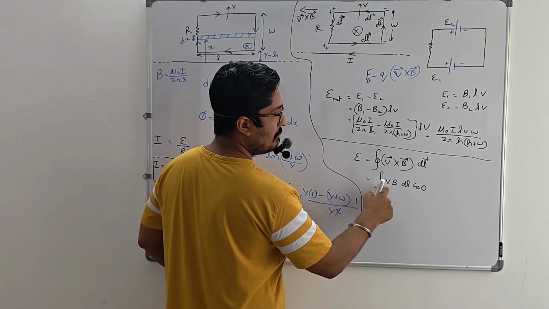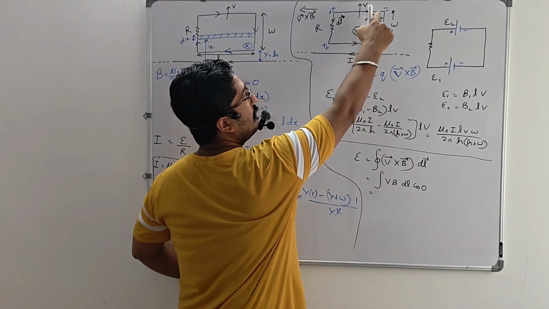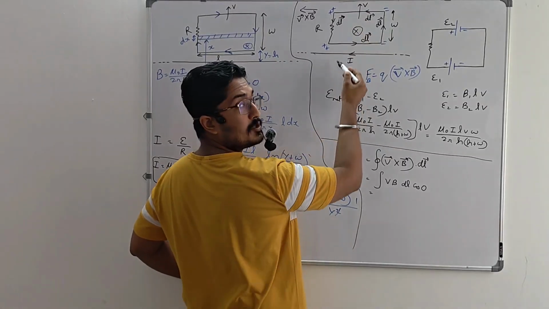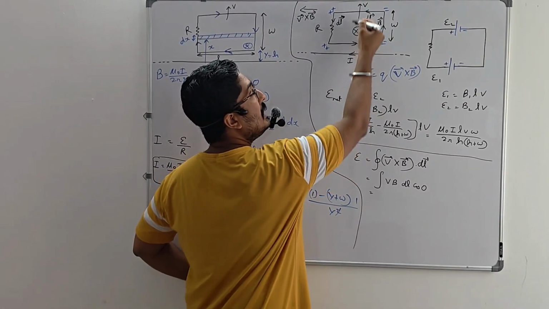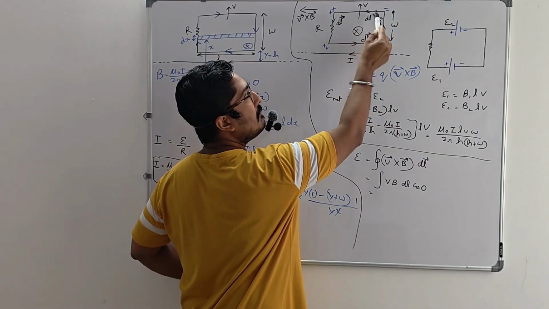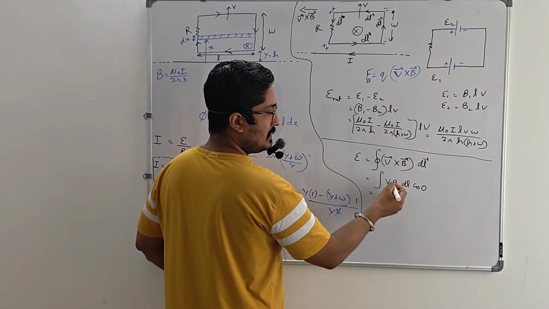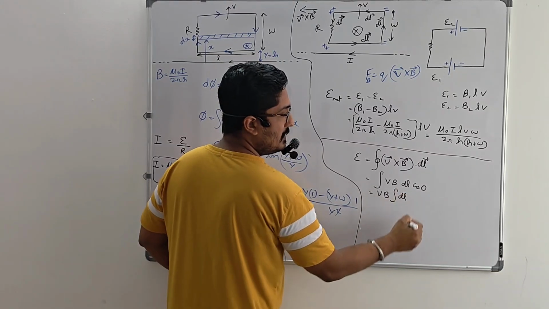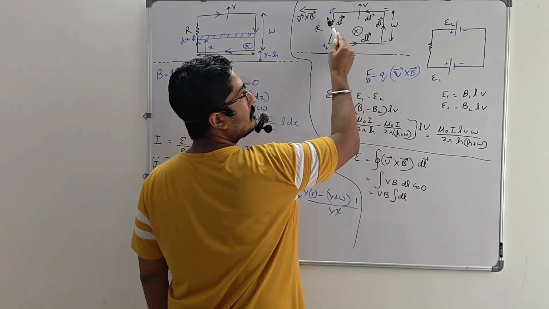So I'll be getting V and B being constant everywhere on that wire. Velocity is anyway constant. The magnetic field is actually varying, but it is varying with the distance. So can I say every point on this wire will have the same magnetic field? That's why the magnetic field would also be constant. I can take it out. Integration of dl I'll be getting for this part.